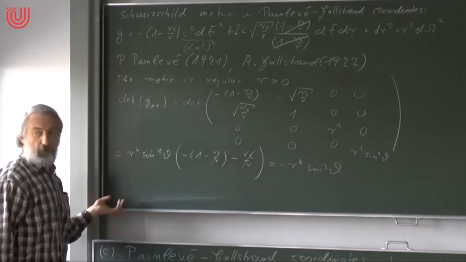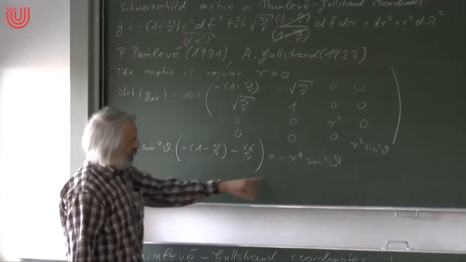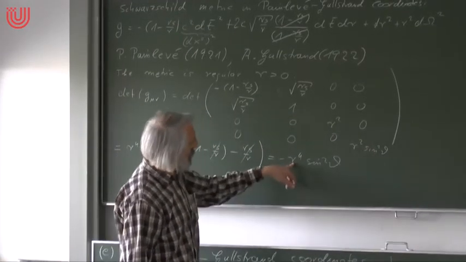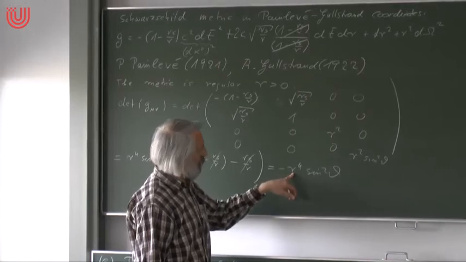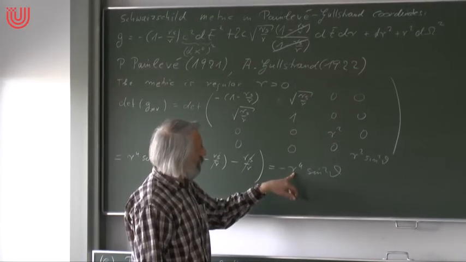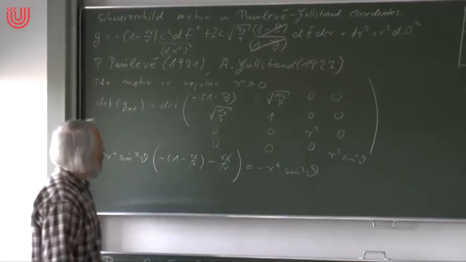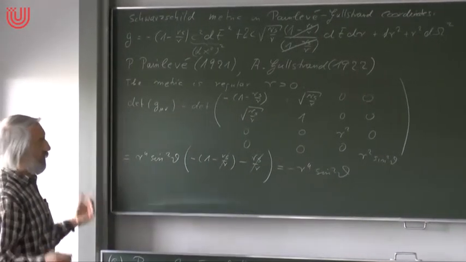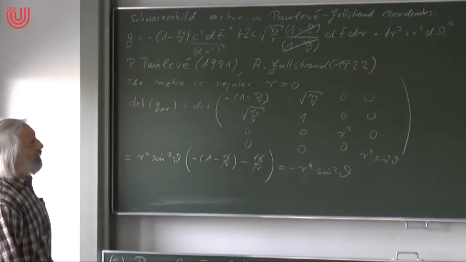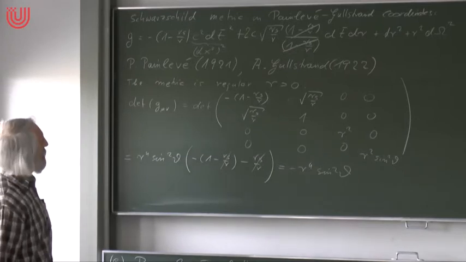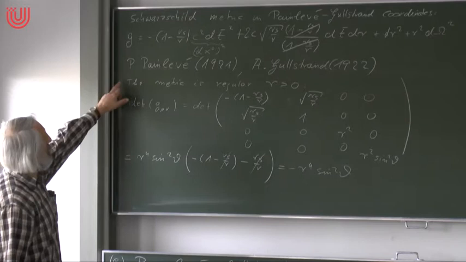Nothing bad at r equal rs. Of course, the determinant breaks down at r equal 0. We know already that there is a curvature singularity, and we have this coordinate singularity on the axis, which is just because of the use of these angle coordinates. This is a pure coordinate singularity. So this proves the statement which I've written here.